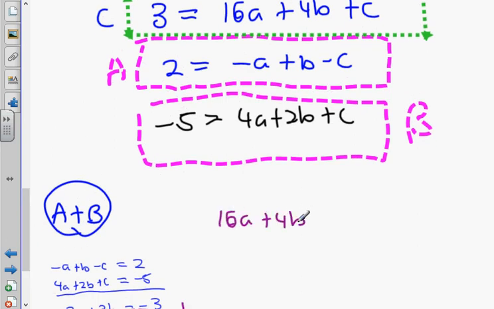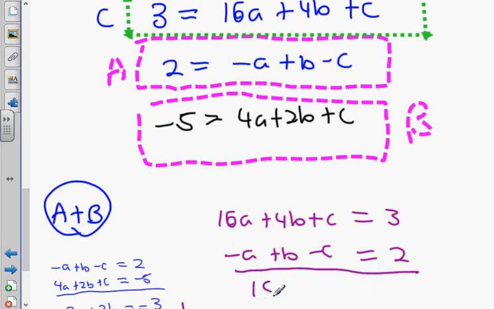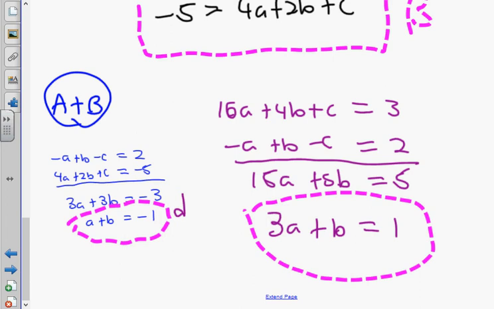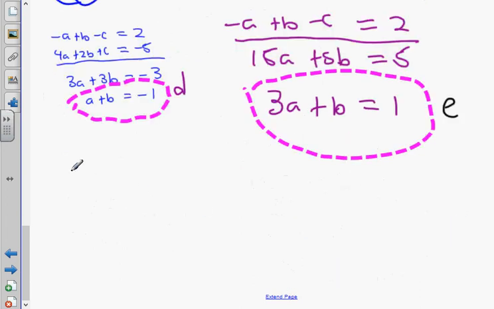So it's going to be 16a plus 4b plus c equals 3. Minus a plus b minus c equals 2. We're going to get 15a plus 5b equals 5. Nice numbers. Divide by 5. 3a plus b equals 1. That is equation E. Now and only now can you put them back in.